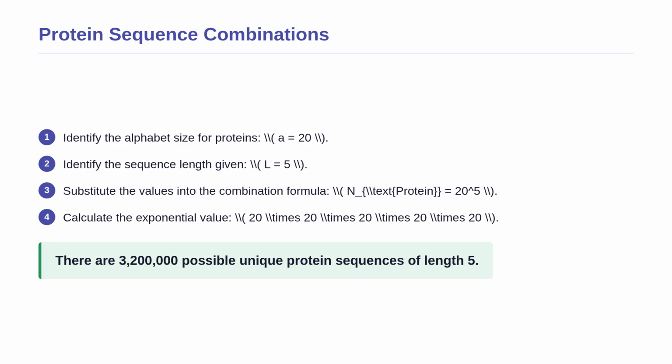The final answer is 3,200,000 possible unique protein sequences. Physically, this shows that proteins have a vastly larger vocabulary than DNA for the exact same length, enabling them to form highly complex structures to perform cellular work.